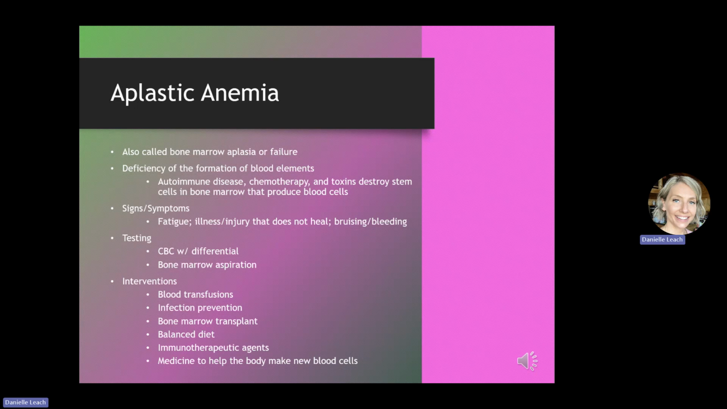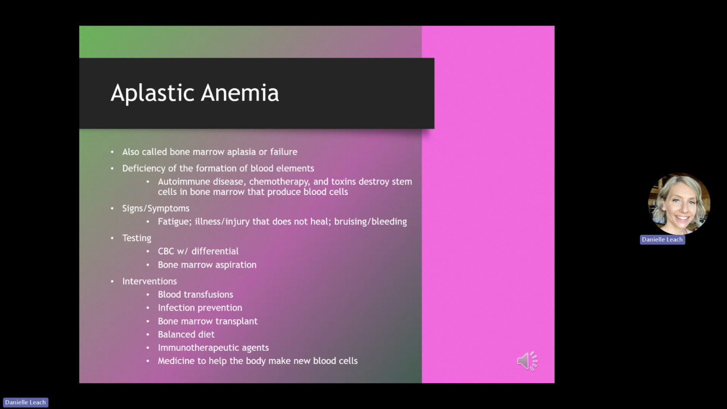Testing wise, we can do a CBC with differential to see what the levels of these different blood elements are. And we can also do a bone marrow aspiration that will basically confirm aplastic anemia. Intervention wise, the patient is probably going to need blood transfusions to replace whichever blood elements are low.